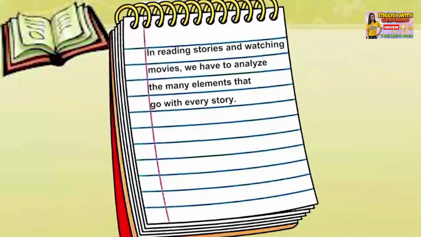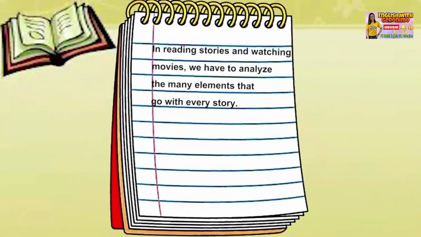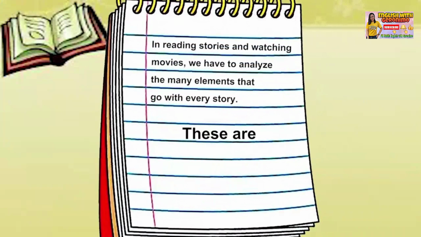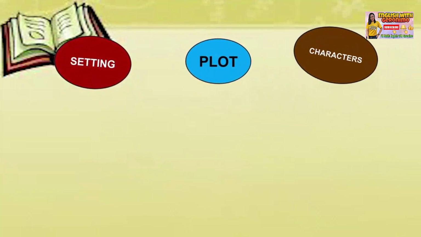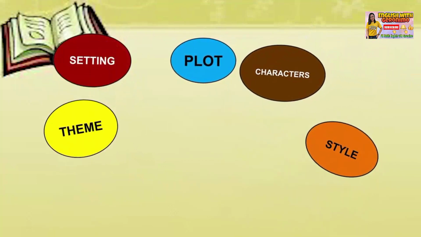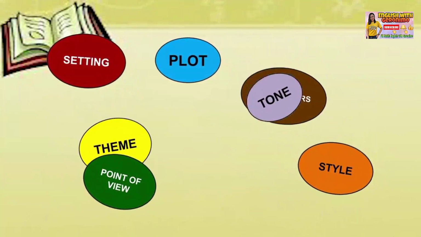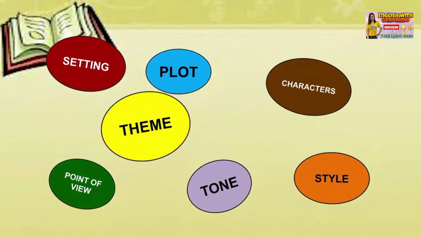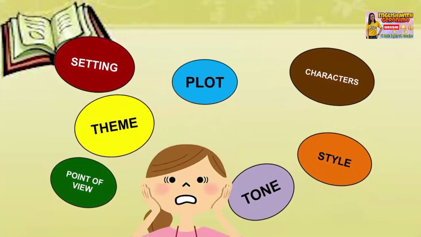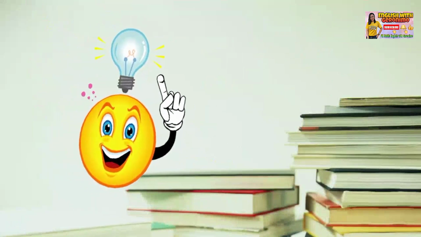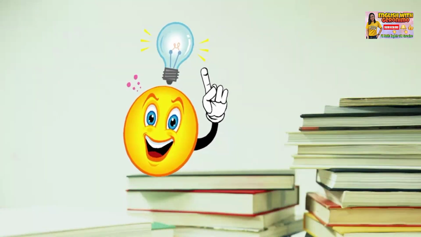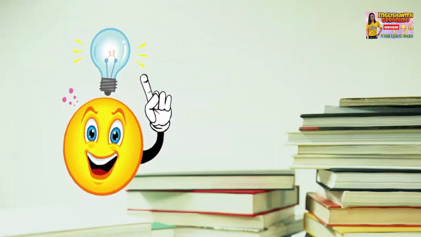In reading stories and watching movies, we have to analyze the many elements that go with every story. These are the setting, plot, characters, style, theme, point of view, and tone. Understanding all of these may make you feel bombarded with so many problems. Today's lesson will help you out in better understanding three of the important elements of stories.